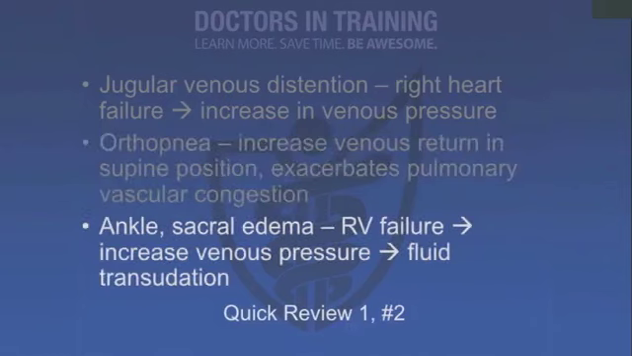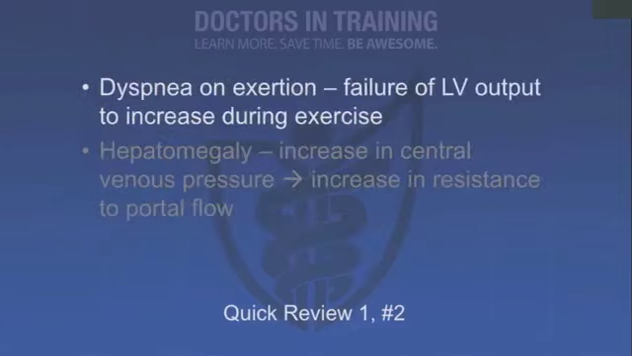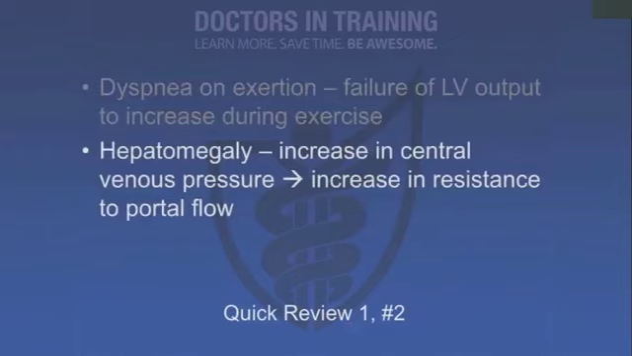Ankle or sacral edema: right ventricular failure, and this is an increased venous pressure leading to fluid transudation. Dyspnea on exertion: failure of left ventricle output to increase during exercise. And then hepatomegaly: increase in central venous pressure leading to an increase in resistance to the portal flow.